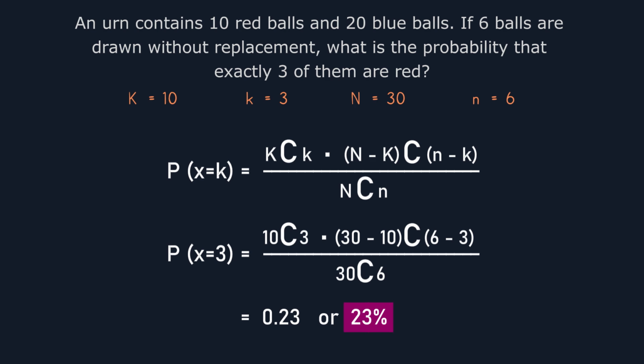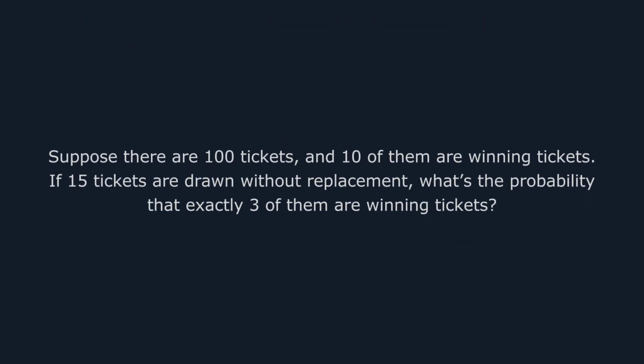Finally, let's consider a lottery problem. Suppose there are 100 tickets and 10 of them are winning tickets. If 15 tickets are drawn without replacement, what's the probability that exactly 3 of them are winning tickets? Here's the easier breakdown. The yes group is the 10 winning tickets, the not group is the 90 losing tickets, and the all group is the 100 tickets in total.